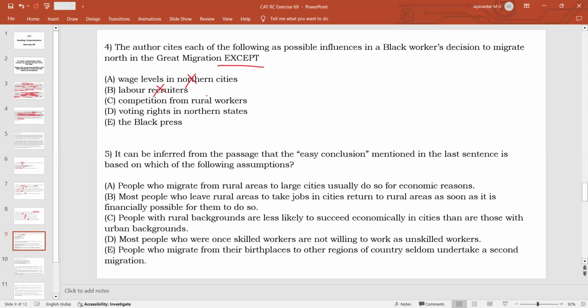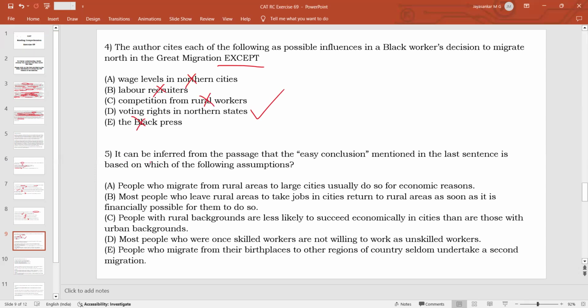Not our answer. Competition from rural workers. Again, this is a reason. Once the rural workers started migrating to the southern cities, they started competing with urban workers for the jobs. So the wages went down. So this is again a reason. Voting rights in northern states: not a reason, because the black workers were not bothered about voting rights, and the passage is not mentioning anything about voting rights. So this cannot be a reason, as it is not stated in the passage. This could be your answer. So option B is the answer. Very clearly, you can easily answer this one.